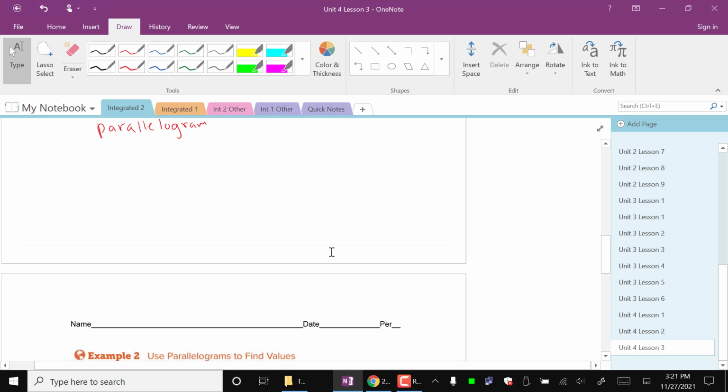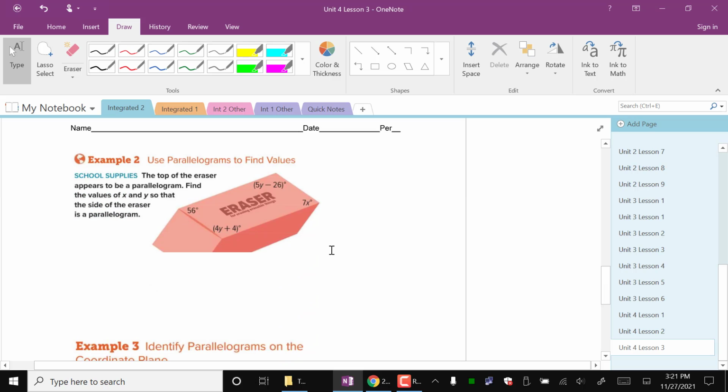Let's take a look at example 2. The top of the eraser appears to be a parallelogram. Find the value of x and y so that the top of the eraser is a parallelogram. So let's go ahead and start working on that. We want to start off with finding x, and then we also want to find y.